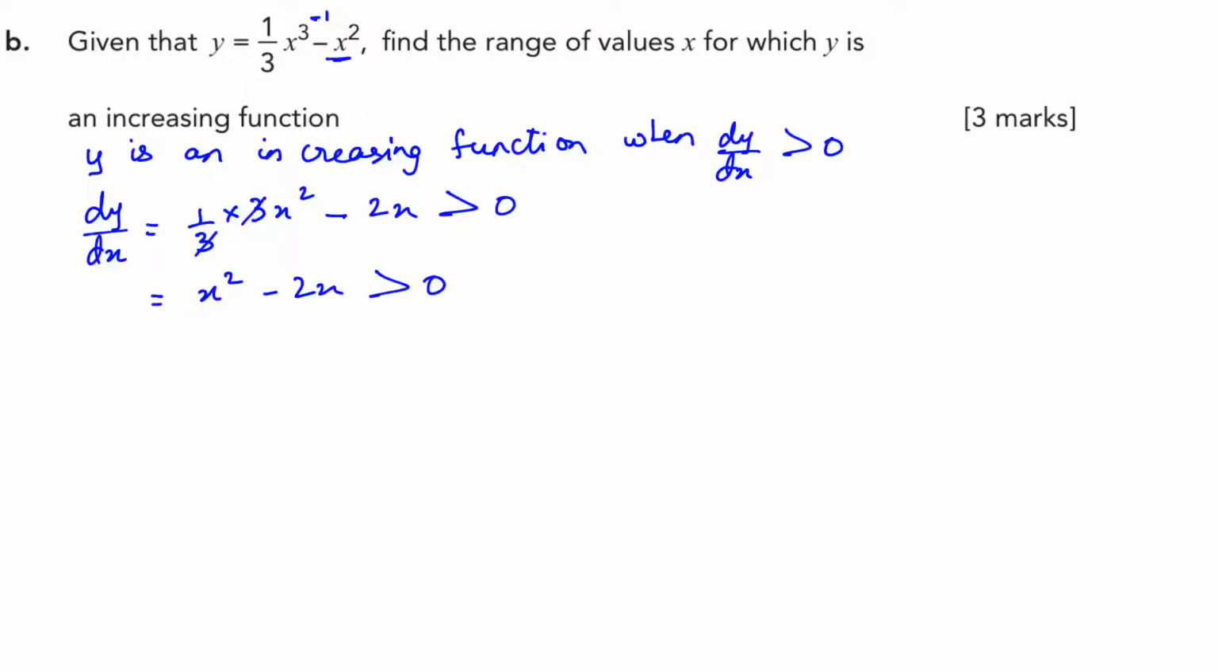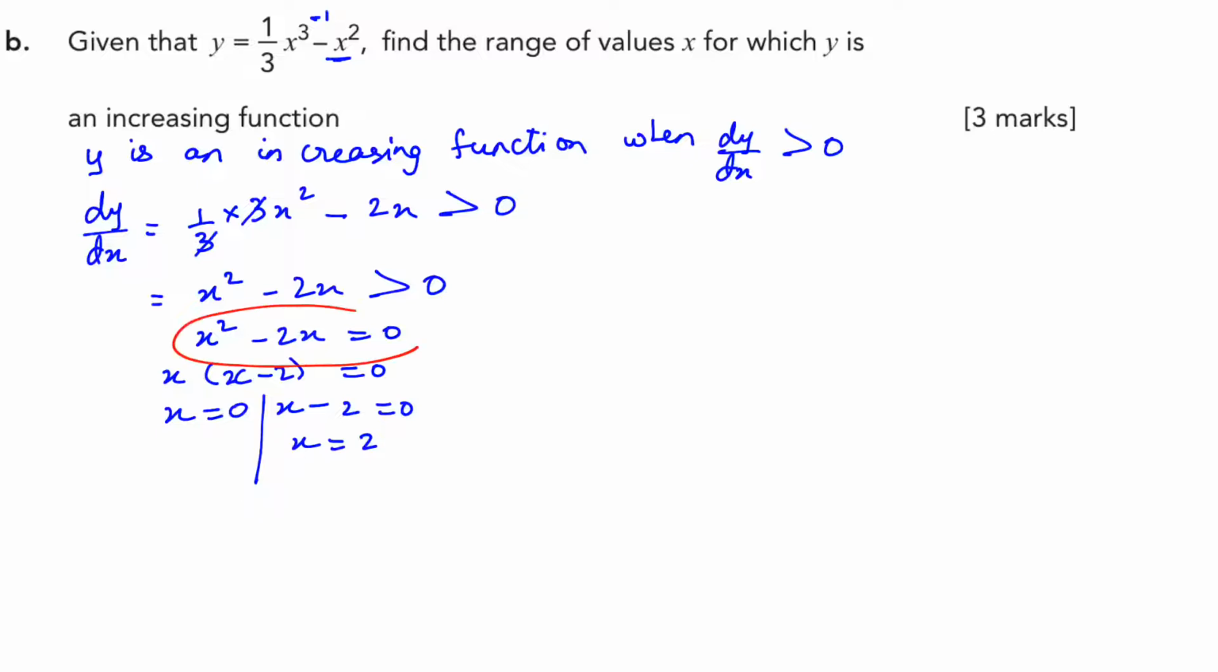If you have a quadratic equation, after this step, make it equal to 0 and factorize it. What is common here? x. So you have x minus 2 is equal to 0. Therefore, x is equal to 0 or x minus 2 is equal to 0, x is equal to 2. If you don't know how to factorize this, use your calculator mode 3 and you will get x is equal to 0 and x is equal to 2.